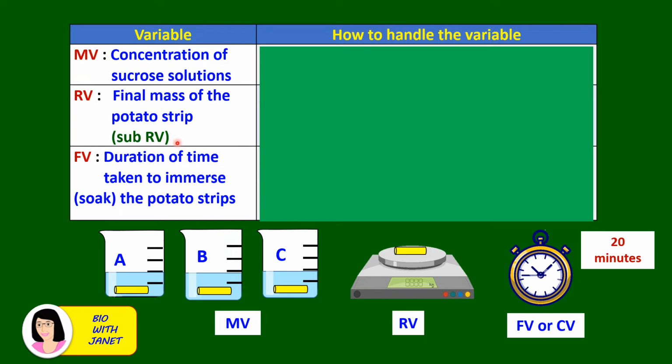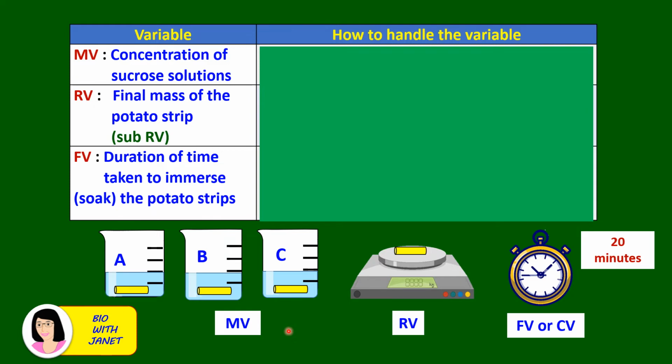And that one we use when we write the hypothesis. Put in the main RV, which is also sometimes stated in the objective of the experiment. Okay, that's the main RV. FV is the duration of time taken to immerse the potato strips in the sucrose solution. Okay, now pause the video for a while and try to write down, state how you will handle the different variables. Okay, so pause the video.